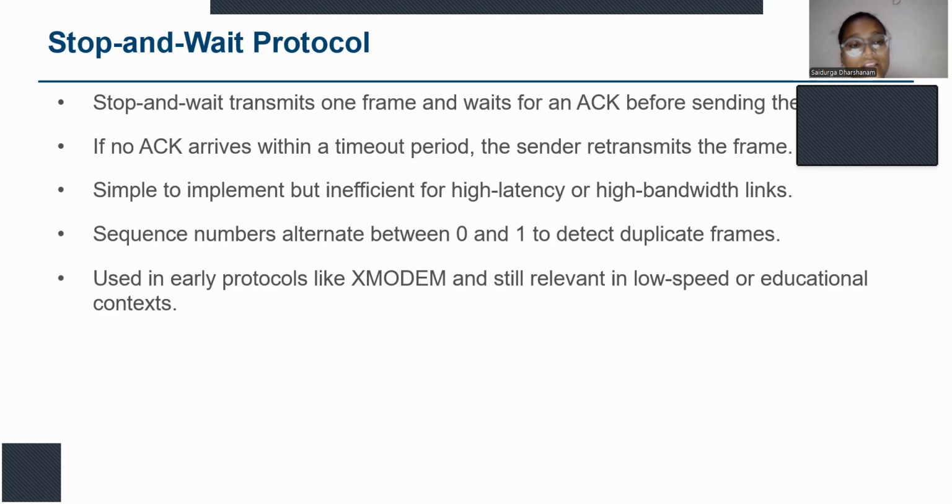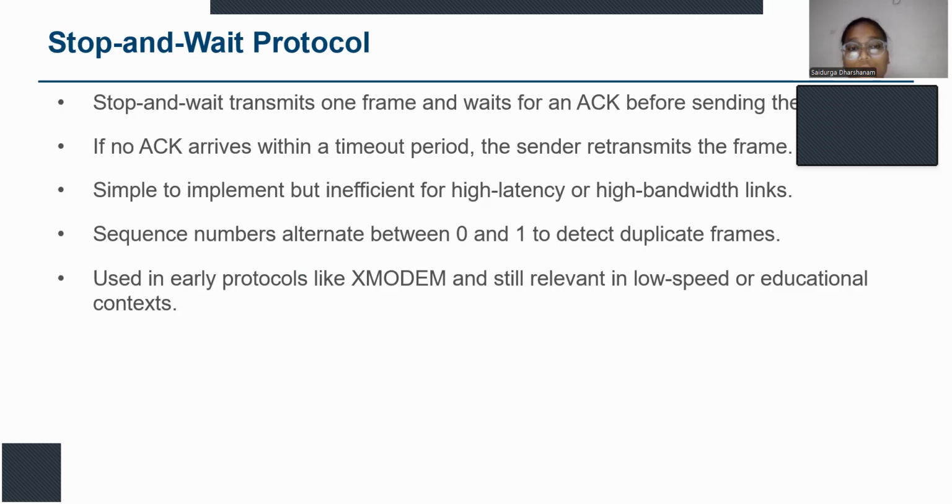If no ACK arrives within a timeout period, the sender retransmits the frame. Stop-and-wait is simple to implement but inefficient for high-latency or high-bandwidth links. The sequence numbers alternate between 0 and 1 to detect duplicate frames. It was used in early protocols like XMODEM and is still relevant in low-speed or educational contexts.